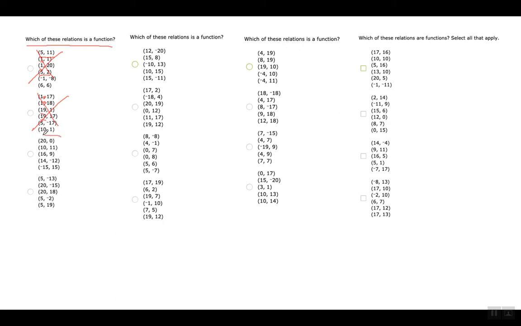This is the right answer right here. Esta es la respuesta correcta. Alright, it's easy to figure this one out because all the x coordinates only come out once. They're never repeated. But every x value only has one y value. This one is wrong because for 20 it has two different y values, and for 5 it has two different y values. Alright, so this one's wrong.